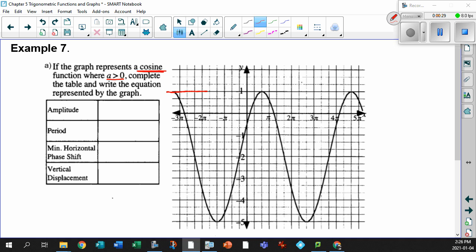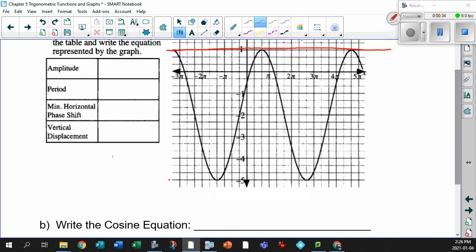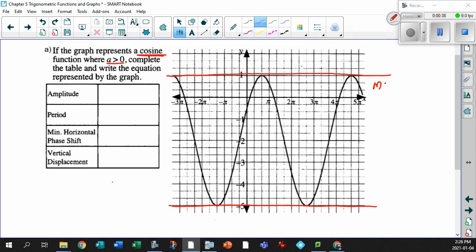All right, so there's the top of my box, and there's the bottom of my box. That has not changed. So my maximum, of course, is 1. My min, of course, is -5. Max plus min divided by 2: max 1 plus min -5, that's -4 over 2, still -2. That's my displacement, that's my D. That's my vertical displacement.